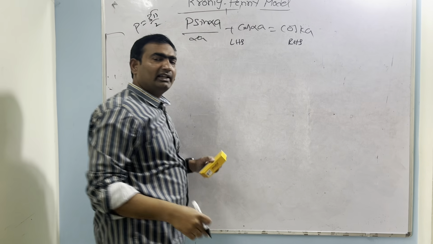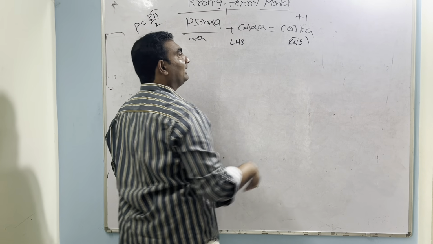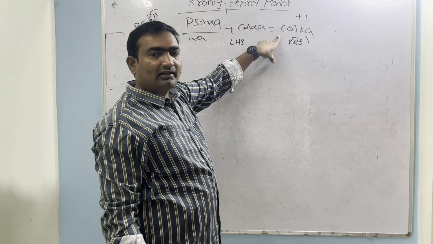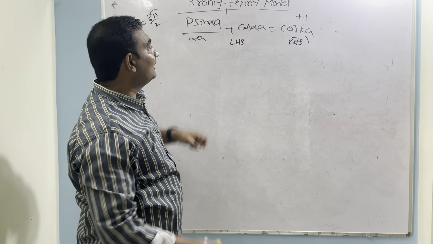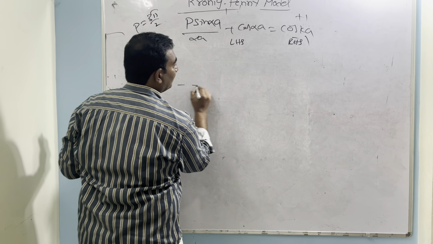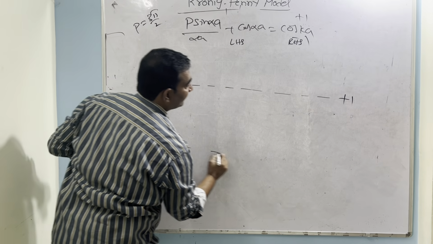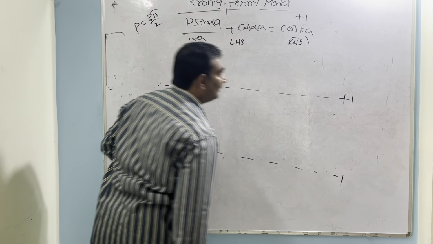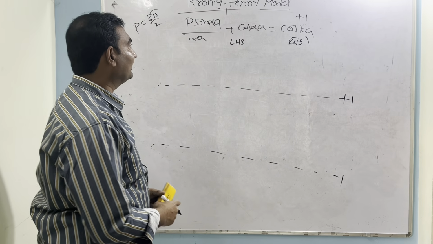RHS is cos Ka, a pure cos term which is restricted between +1 and -1, which means that RHS is purely restricted between +1 and -1. So here I am taking +1 and I am taking -1. So LHS, RHS is restricted between +1 and -1.